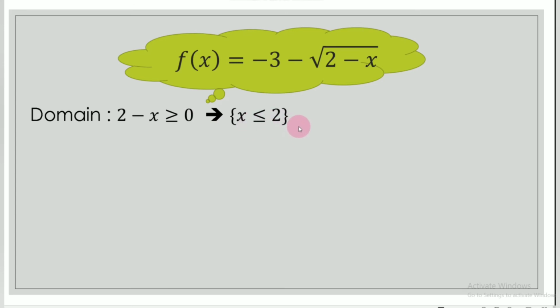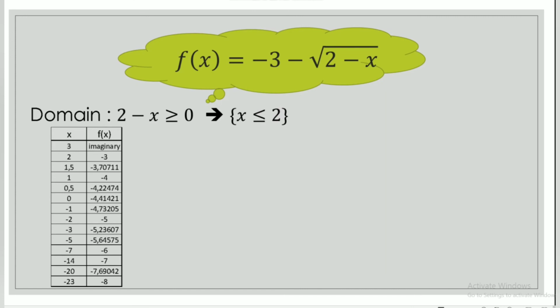It means your graph may only show values of x that are less than or equal to 2. If I use values of x that are greater than 2, it will give you imaginary numbers, right? It will make the radical negative. That's why when I put 3 into this function, I will have imaginary numbers. But when I start with 2, and then go to lesser numbers, it still gives you real numbers for your y, because that is the domain.